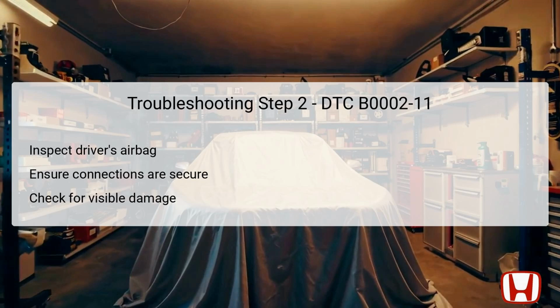Once this precaution has been taken, inspect the driver's airbag's second inflator connector, checking for any signs of looseness or damage. Ensure that all electrical connections are tight and that there are no frayed wires or corrosion present that could impede functionality. If abnormalities are found, addressing these issues could resolve the DTC.